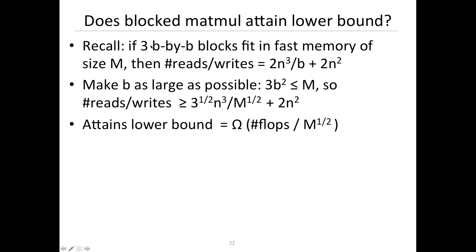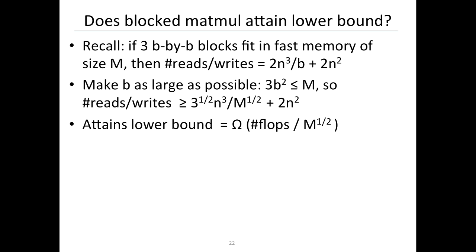So let's just ask ourselves, does this attain the lower bound? I had an assumption that I could fit 3 b by b blocks into fast memory at a time, and then I could do n cubed divided by b reads. So I want to make b as large as possible subject to this constraint. And so b is going to be proportional to the square root of M. And so if I plug that in, I get the number of words moved as n cubed divided by the square root of the cache size, and it attains the lower bound. And so this has been known for a long time.